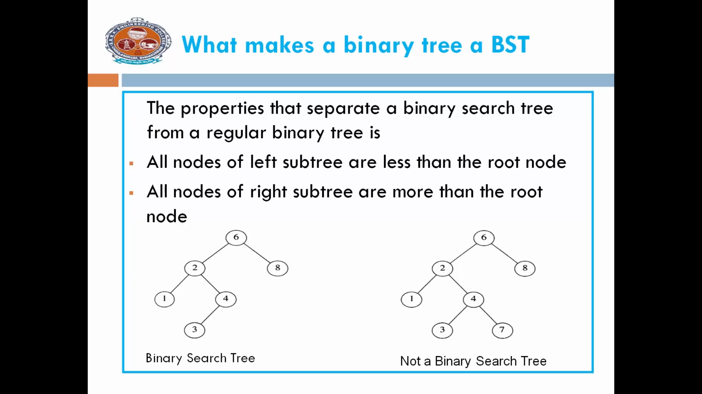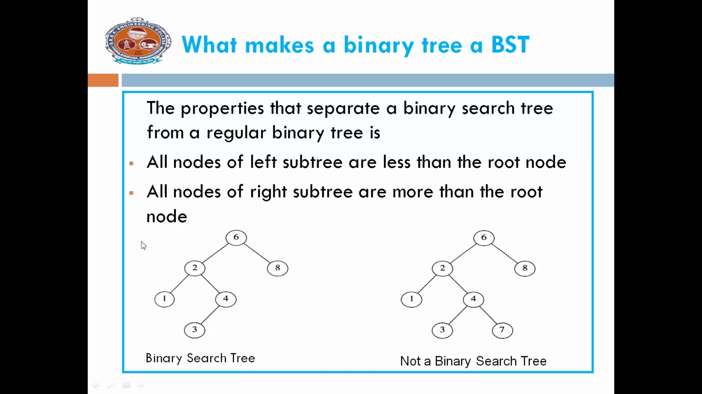What makes a binary tree a binary search tree? Here there is a property for a binary search tree: the left child must always contain values lesser than the root node and the right child contains values greater than the root node.